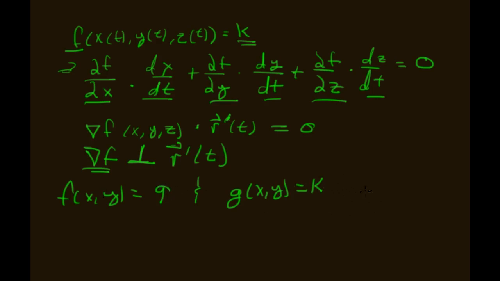So if these both have the same tangent line, we're going to call that tangent line r prime of t, right? It has to be, so the gradient is normal to that tangent line. Okay, that's kind of interesting here, right? This means that the gradient of f is normal to the tangent line, and the gradient of g, which is also normal to the tangent line, either have to be parallel or they have to be pointing in opposite directions.